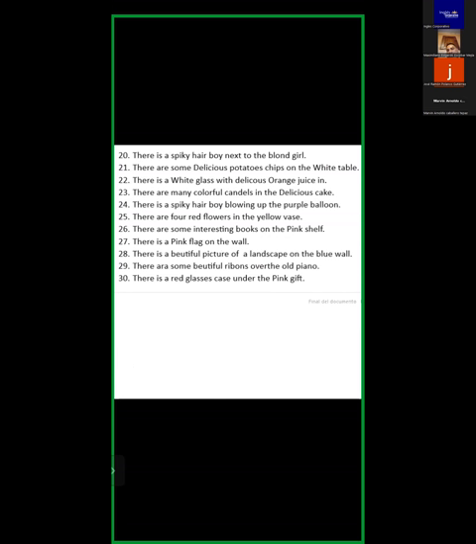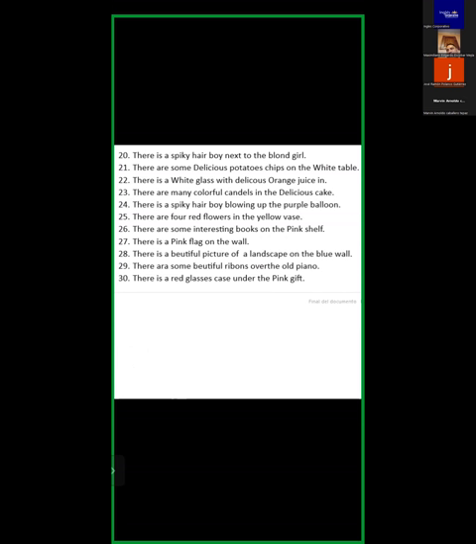There is a spiky hair boy next to the blonde. Some delicious potato chips on the white table. There is a white glass. There are many colorful candles in the delicious cake. There is a spiky hair boy blowing up the purple balloons. There are four red flowers in the yellow vase. There are some interesting books on the pink shelves.